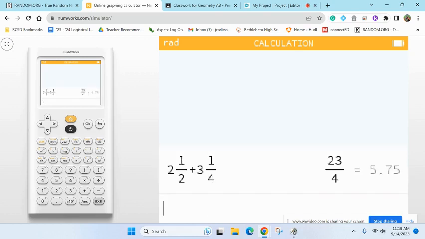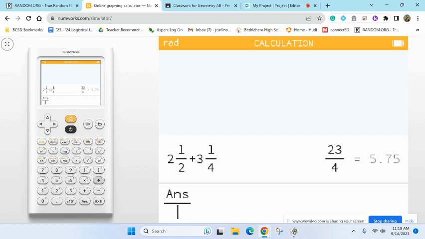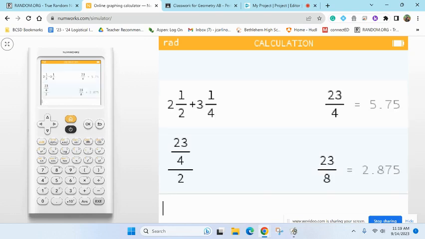3.25. There we go. And then just take the 23 over 4 and make sure we divide it by 2. And there it is. Your answer as a fraction and as a decimal. Personally, I don't care what you leave it as, but please make sure you leave x and y in the same format, either fraction or decimal. Okay? I don't care what you leave it as.